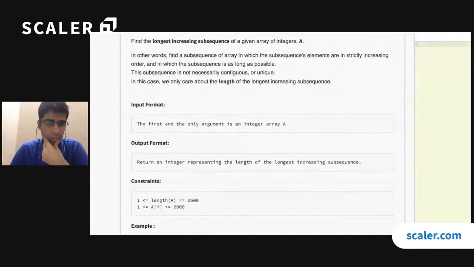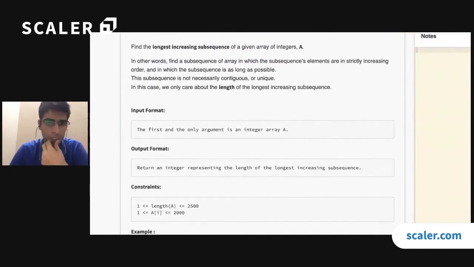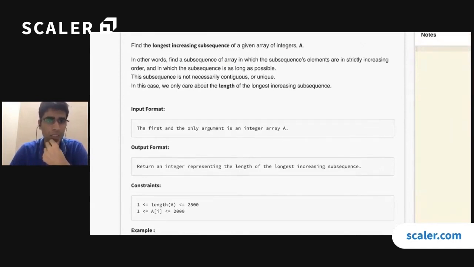Okay, strictly increasing order means the next element should be greater than, not greater than or equal to, right? And as this is a subsequence and not a subarray, it need not be contiguous. So that is also fine. And we are only asked to find the length of the longest increasing subsequence, and not the exact subsequence. So we are just asked what the length of the longest increasing subsequence will be.